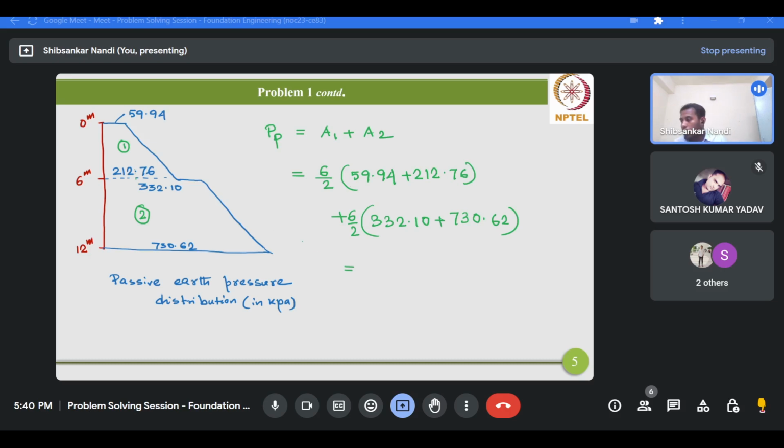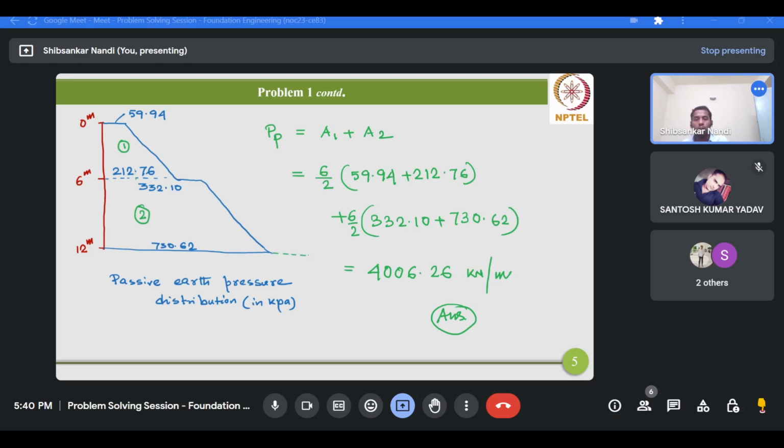So I am getting something like 4006.26 kilonewton. So this is the answer. Now the next question is, at what level this resultant passive thrust will act from the base of the wall.